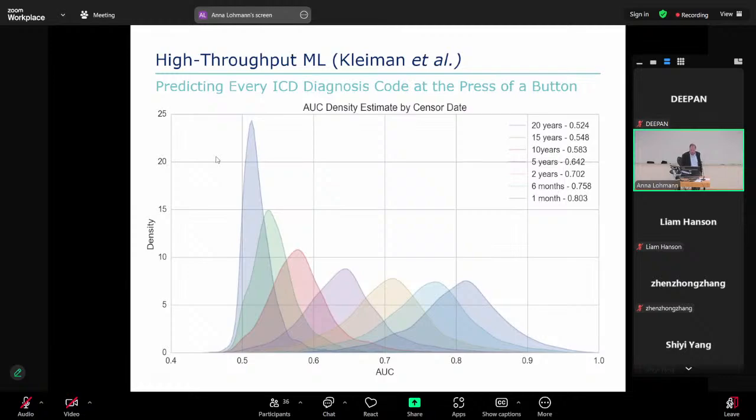Because this was Marshfield, we had data going back more than 20 years, so we tried that. At that point, you're almost random guessing, although there is, if you look closely, a small tail to the right, a little bigger than one would expect of events that are predictable.